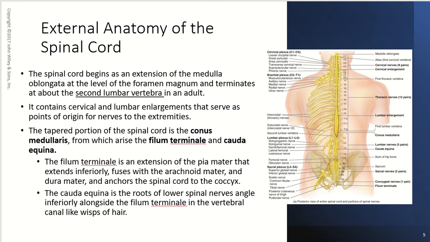The cauda equina, on the other hand, is going to be the roots of the lower spinal nerves that are angled inferiorly along the filum terminale in the vertebral canal, kind of like wisps of hair. So cauda equina means horsehair. If you look at the bottom part of a spinal cord, it does look a little bit like a horse's tail, with all of those spinal nerves coming off of the end there. So that's the cauda equina.